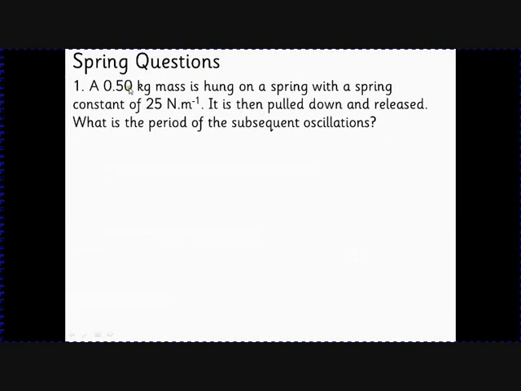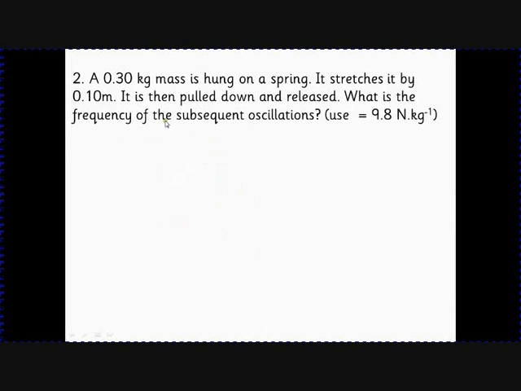So here's question 1. We've got a 0.5 kilogram mass hung on a spring with a spring constant of 25 newtons per metre. You pull it down, what's the period of the oscillations? Okay, we should be able to do this one hopefully. Here's our equation, T equals 2 pi root m over k. Here's our mass, 0.5, it's already in kilograms. Here's our spring constant, they've been nice and just given us that number. Just put the numbers in your calculator. You should get 0.989 seconds, so that's a nice straightforward question. Sadly they're not usually that easy.